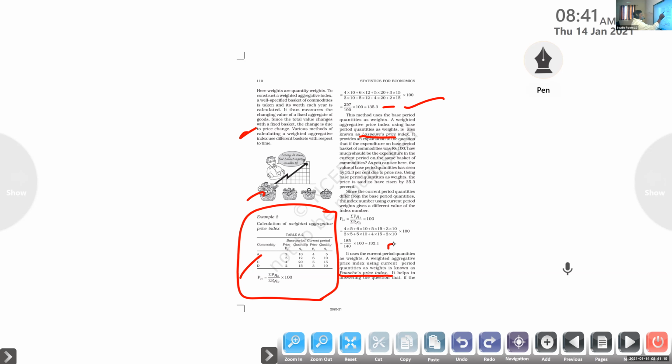So 2 different equations are there. Here Laspeyres price index: P01 is equal to sigma P1 Q0 divided by sigma P0 Q0 into 100. Coming to Paasche price index, the equation changes into P01 is equal to sigma P1 Q1 divided by sigma P0 Q1 into 100. So in the first case, quantity of the base year, and in the second case, quantity of the current year. This is the only difference. Just keep that idea in your mind.